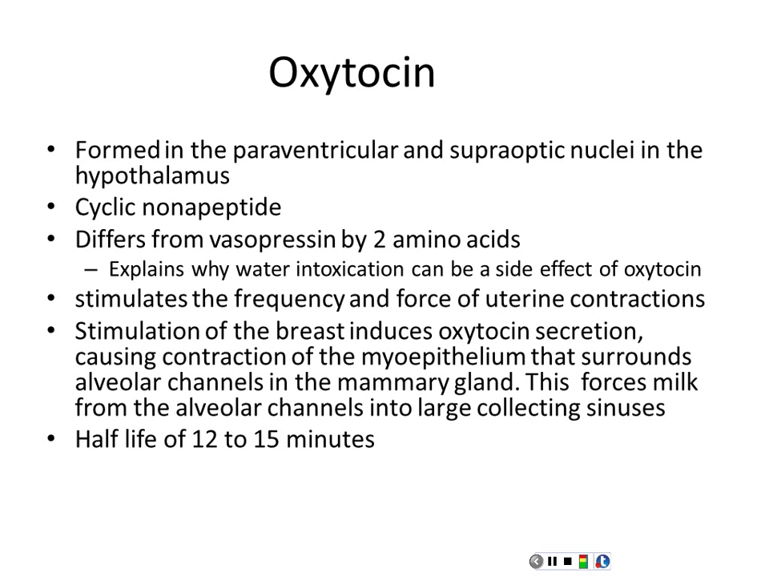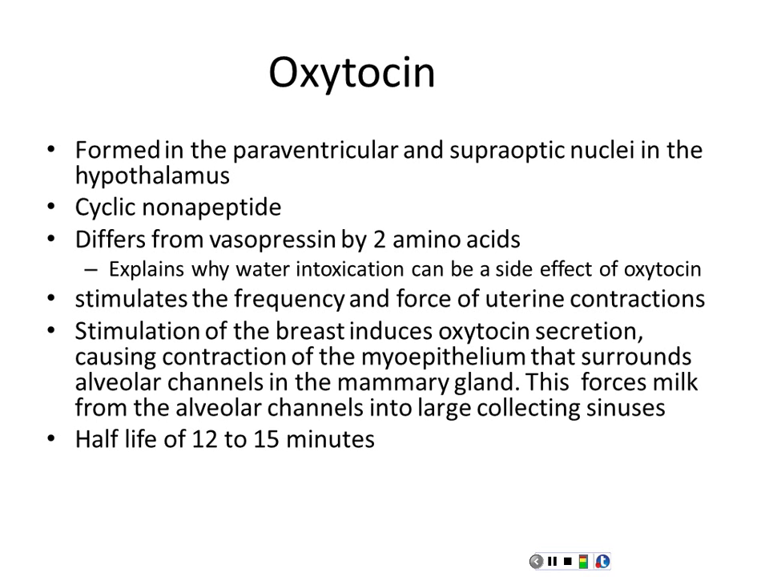And there's only two hormones in the posterior pituitary, thankfully. And remember that the posterior pituitary is really a direct extension of the hypothalamus. So oxytocin, which I call vitamin P, pitocin, is formed in the paraventricular and supraoptic nuclei in the hypothalamus. It's a cyclic nonapeptide, so there are 9 amino acids, and it only differs from vasopressin by 2 amino acids.